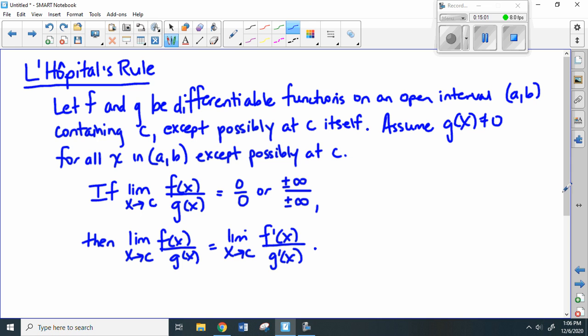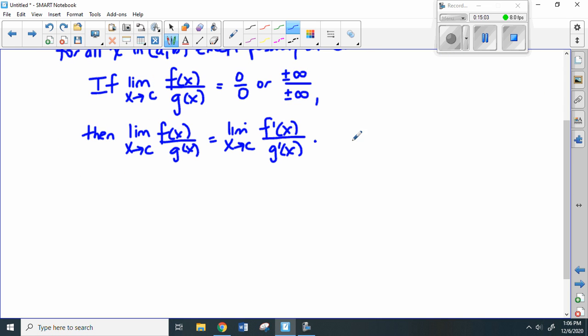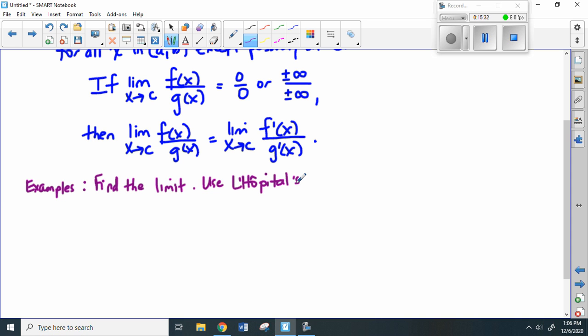Now, there is a certain way that you have to show your work for L'Hopital's rule. In terms of directions, you would be finding limits. Find the limit, that's what you're doing, but you want to use L'Hopital's rule if necessary.